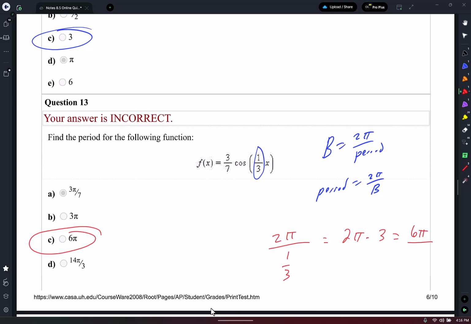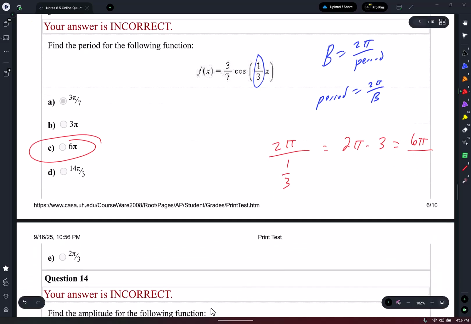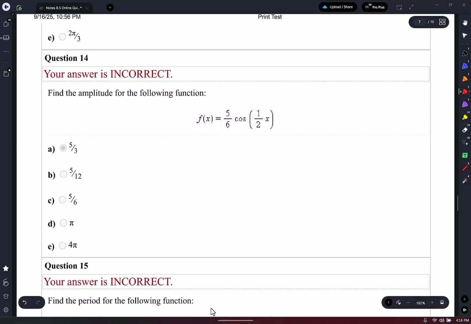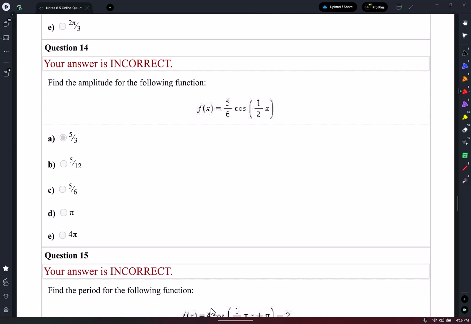Do you see how we did it, guys? Okay. We're almost done. Don't worry. Look at question 14. Find the amplitude. Well, the amplitude is just the number in front of the what? In front of the cos. Yeah. So there it is, 5, 6. Do you see how we're doing it?